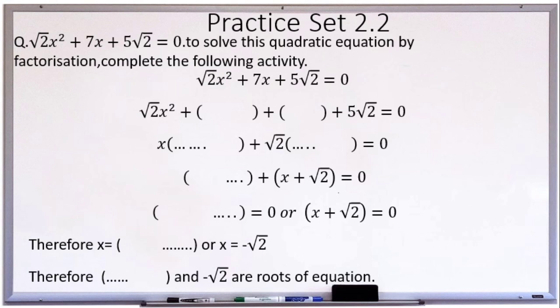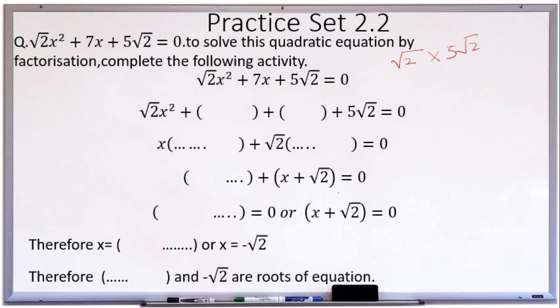Now last question. Question is root 2 x square plus 7x plus 5 root 2 equal to 0. To solve this quadratic equation by factorization, complete the following activity. We have given one activity. We just have to fill the empty spaces. Okay. So starting with root 2 x square plus 7x plus 5 root 2 equal to 0. Now middle term is 7x and we have to split. But before that, what is AC? A is root 2 and C is 5 root 2.